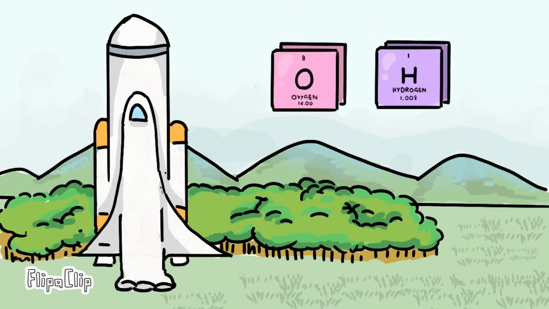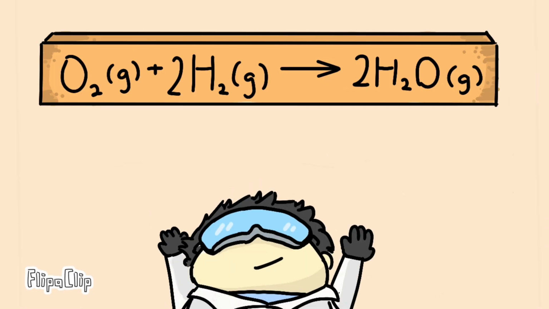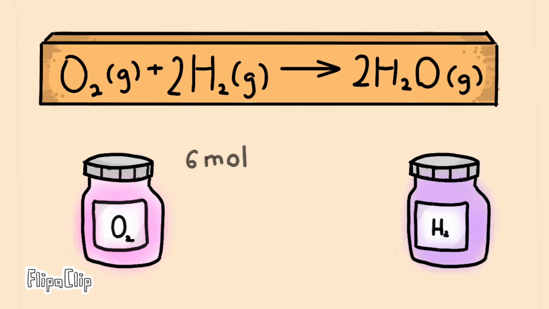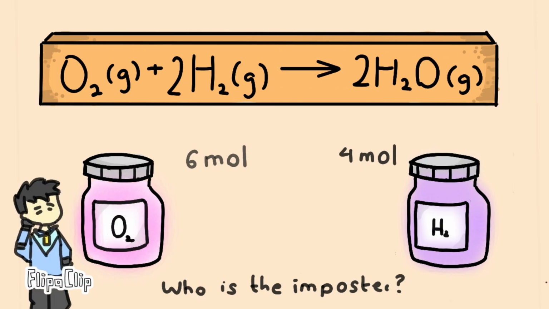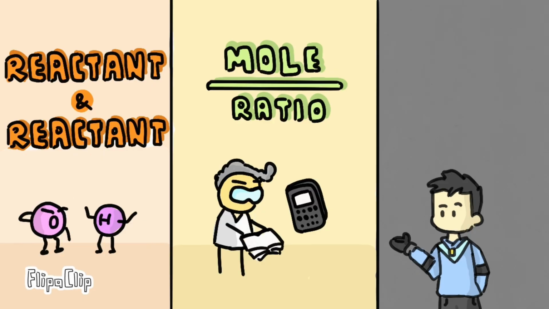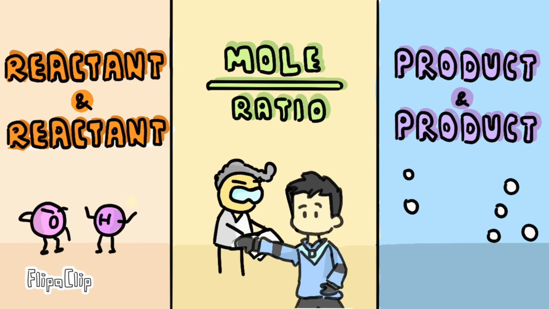Take the combustion reaction for rocket launching. The reaction can be written like this, and supposedly we have 6 moles of oxygen gas and 4 moles of hydrogen gas. Which one do you think is the limiting reactant? Now, quite unfair of me to ask this question without teaching you anything. Simply, there are 3 methods of calculations to determine which is the limiting reactant. But for the sake of this video, we will only cover one method.